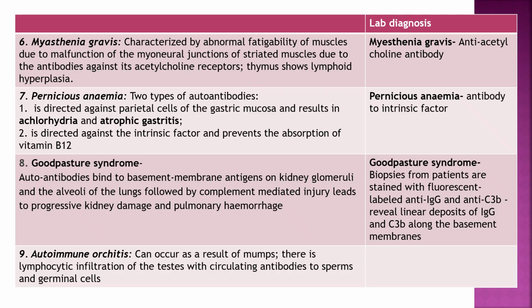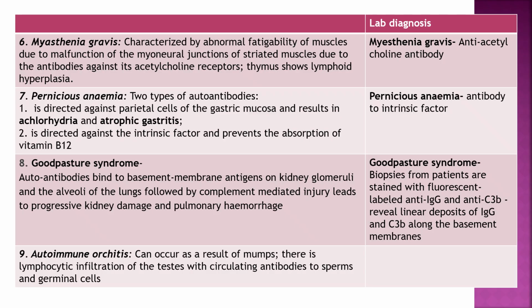Pernicious anemia: two types of autoantibodies are there. The first is directed against parietal cells of gastric mucosa and results in achlorhydria and atrophic gastritis. The second is directed against intrinsic factor and prevents absorption of vitamin B12. So in that, antibody to intrinsic factor is detected.